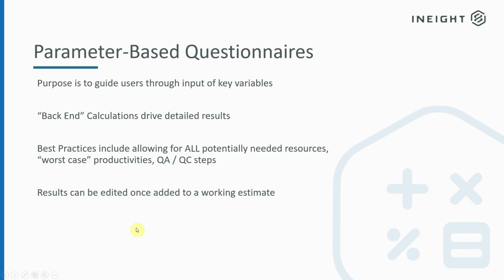All right, so again, the purpose of these cost item assemblies is to really guide the users through the input of those key variables. As we saw, those back-end calculations drive those detailed results. And again, as in our example, we ended up with 45 detailed line items based on the input of 9 variables. And once we've completed that process, we can break those links to edit and add to our working estimate.